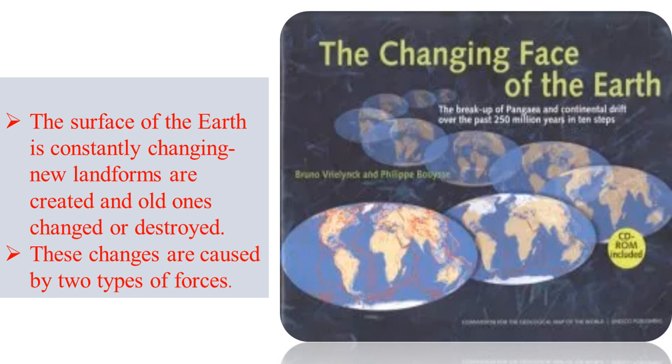The surface of the earth is constantly changing. New landforms are created and old ones changed or destroyed. These changes are caused by 2 types of forces. What are the 2 types of forces? Endogenic forces and exogenic forces. How do they form these forces? Because of the movement of tectonic plates.